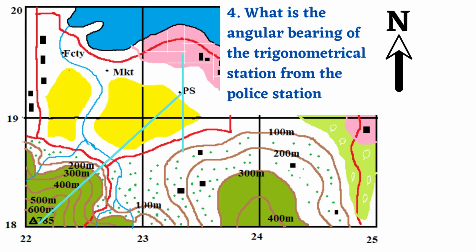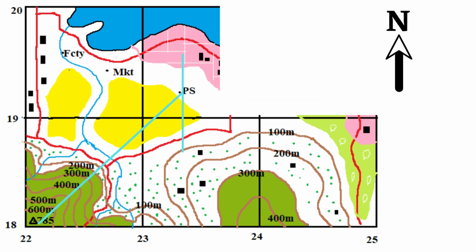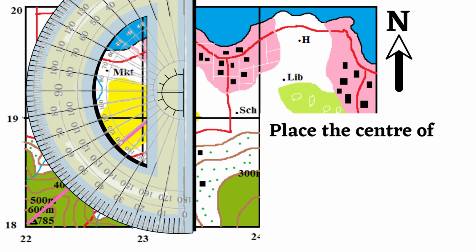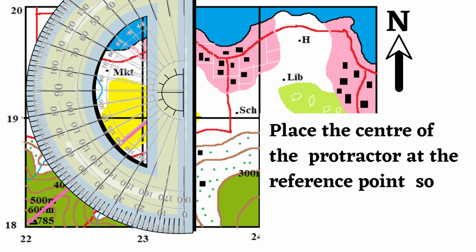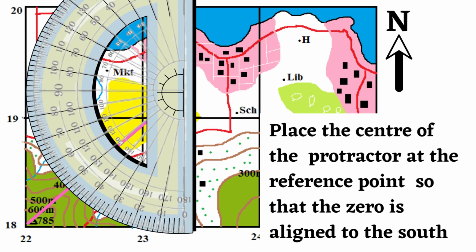So try to get it through the police station and try to draw your line as straight as possible, so that it won't distort your reading. And to do so, try to line up your north to south line with a grid line, which in this case is the easting line. All right. So for this question, we also need to use an instrument, which is the protractor.